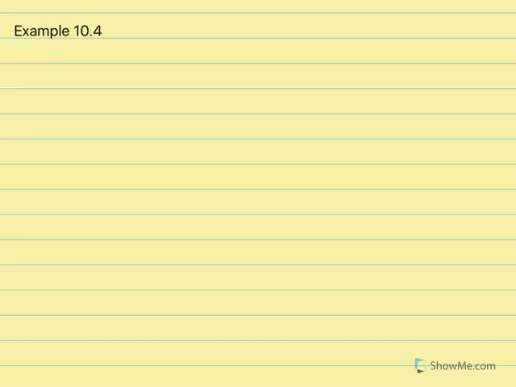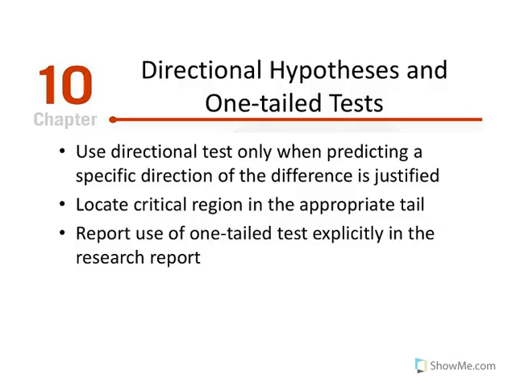Nonetheless, it's important to walk through the 4 steps of a hypothesis test using a one-tailed process, so that you can see how the notation differs from a two-tailed or non-directional test. So before we begin, let's review some of the elements that pertain to a one-tailed hypothesis test.